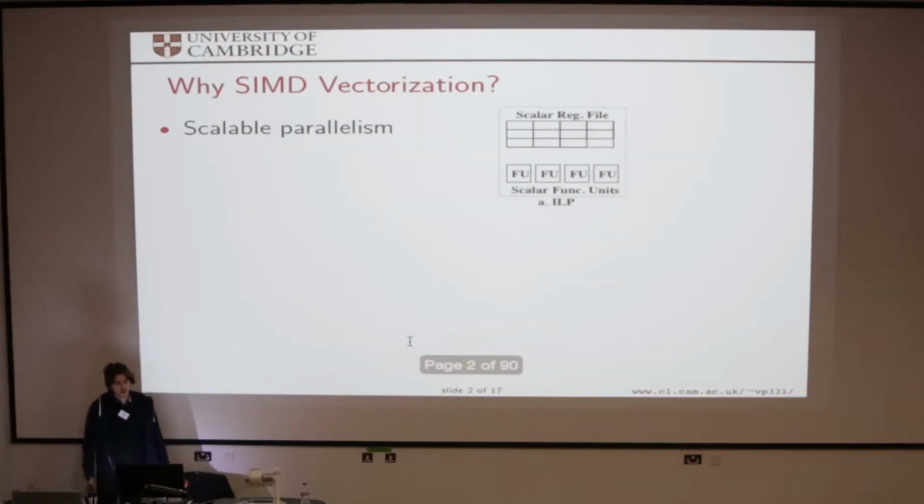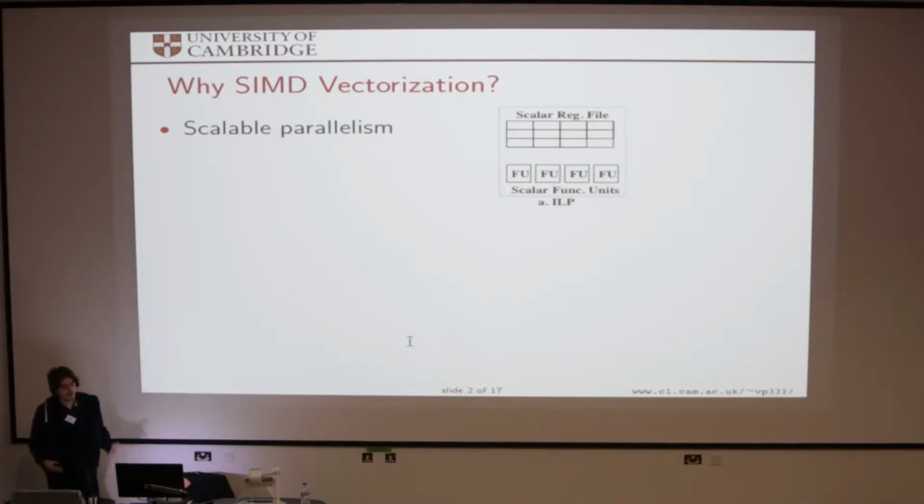I'll get started with some introductory ideas. Why do we need vectorization? Well, vectorization gives us scalable parallelism. You can really understand what I mean by that if you compare vectorization, like vector parallelism, to instruction level parallelism.